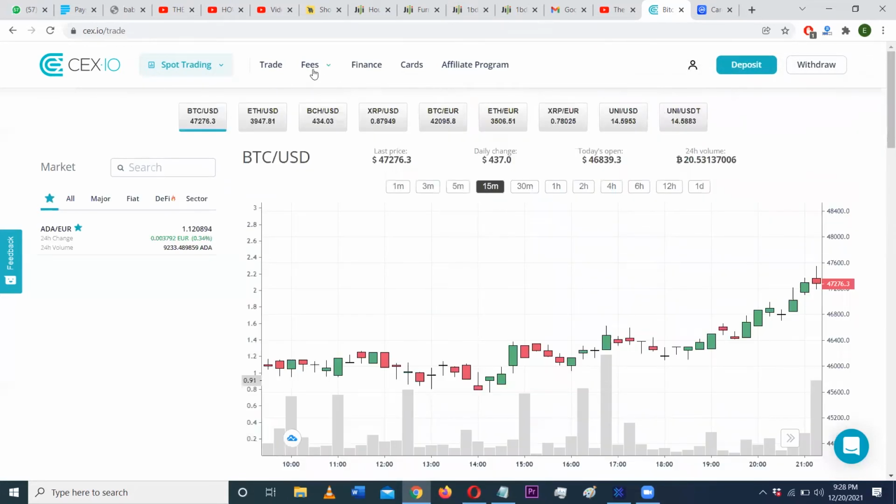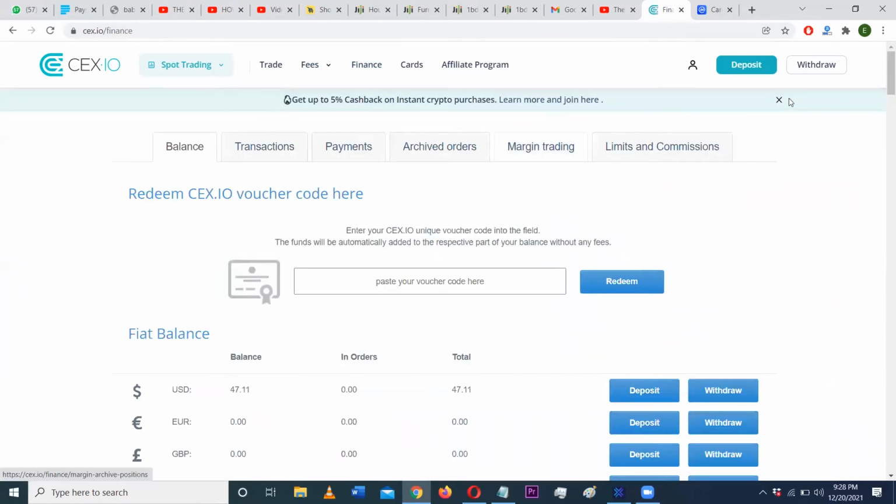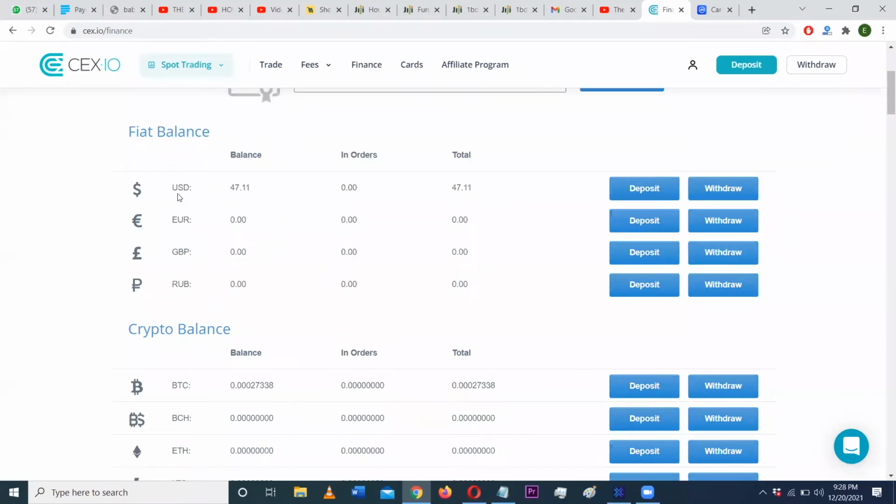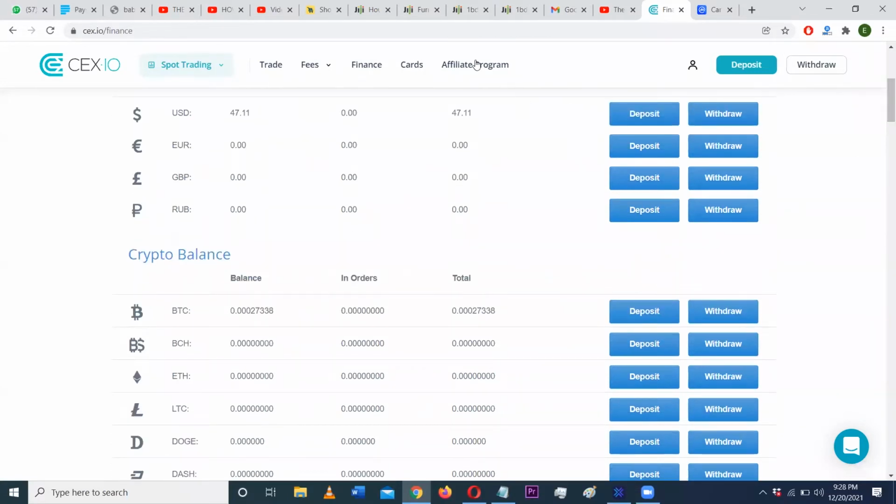Let me go back to finance so that you see. Finance is where all your money is. So when I come to my account now, I have some dollars, $47. There's the Bitcoin that I sold. And then I still have some Bitcoin in my account. You remember it was 0.00127. I sold the one, so I'm now left with the 27.